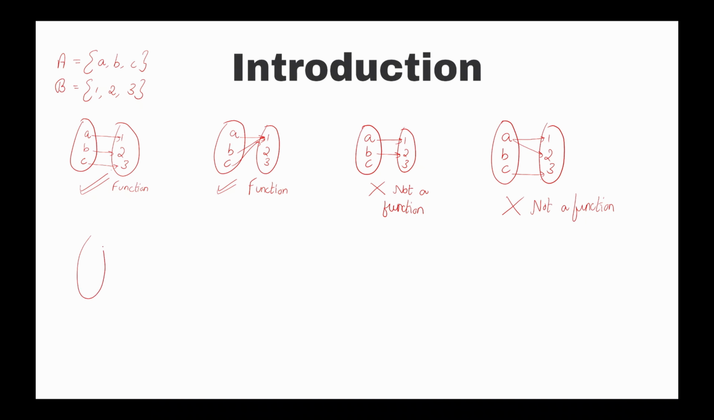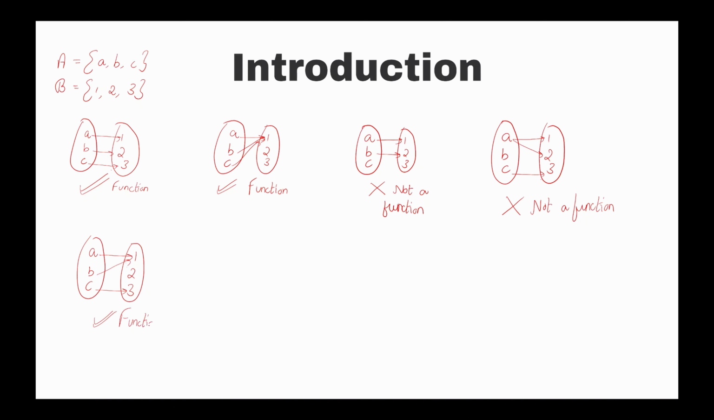Now let's say I have a relation, A, B, C mapped to 1, 2, 3. A is going to 2, B is mapped to 1 and C is mapped to 3. Would I call this a function? Yes, this can be called a function.